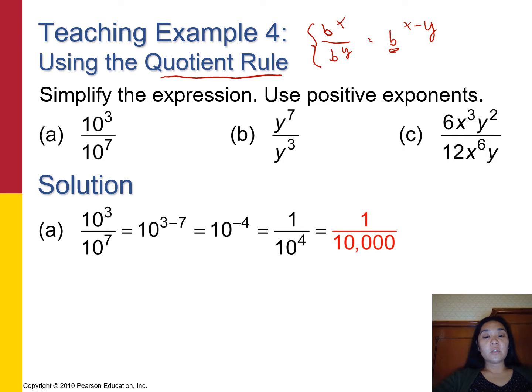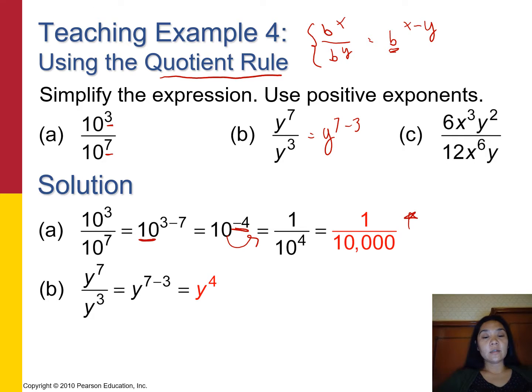And so you can see for this first problem, 10 to the third power over 10 to the seventh power. You keep the base the same, 3 minus 7, which is minus 4. And again, you take the reciprocal. This gives us 1 over 10 to the fourth power, or 1 over 10,000. For this problem, this is y to the 7 minus 3. Can you guess what that is? Yeah, 7 minus 3 is just 4.